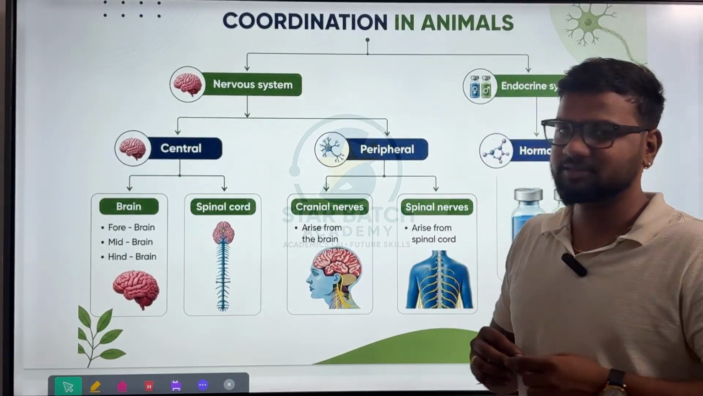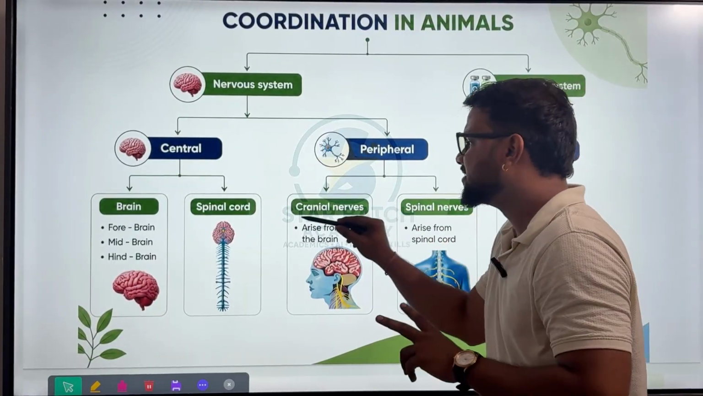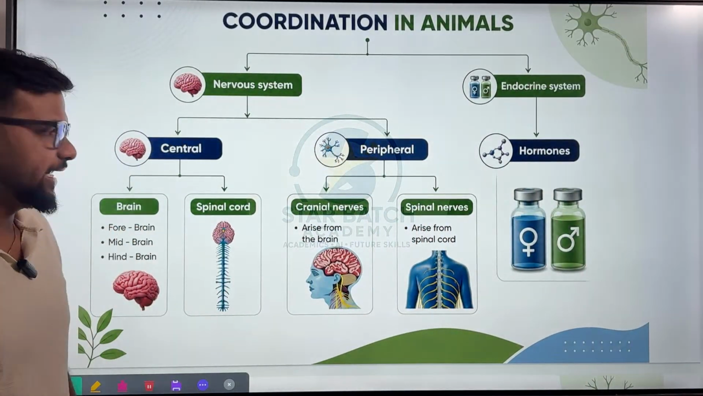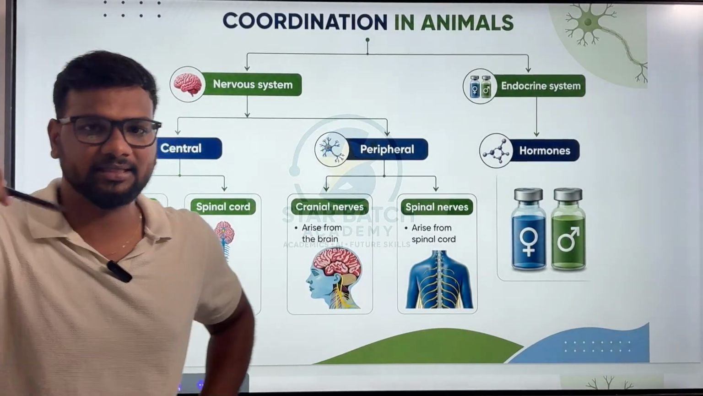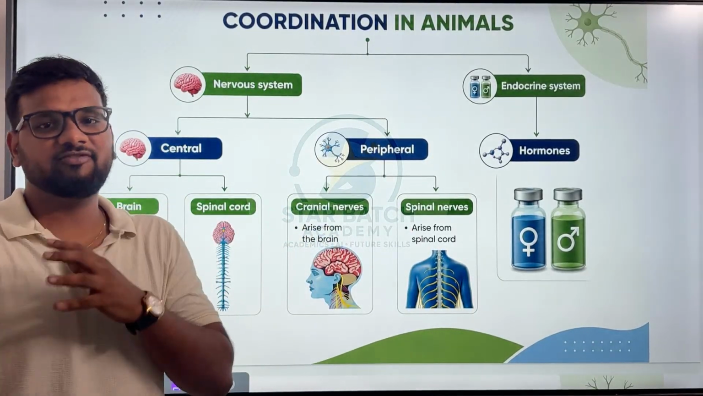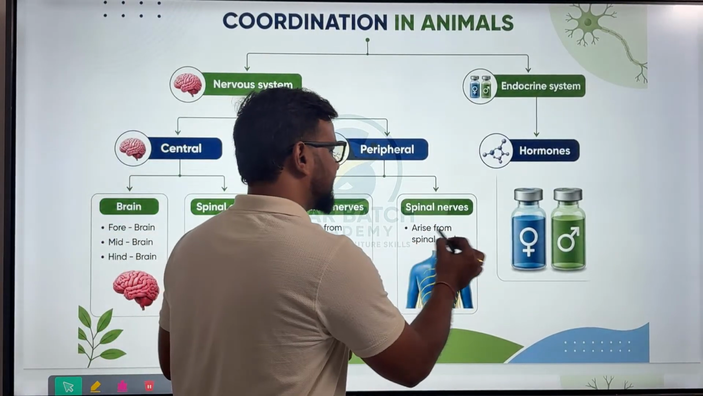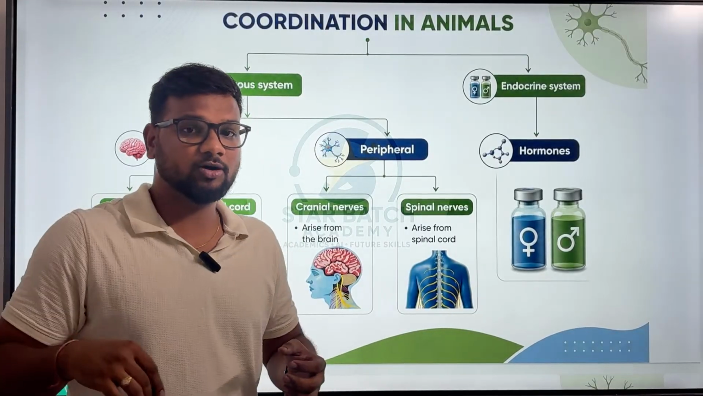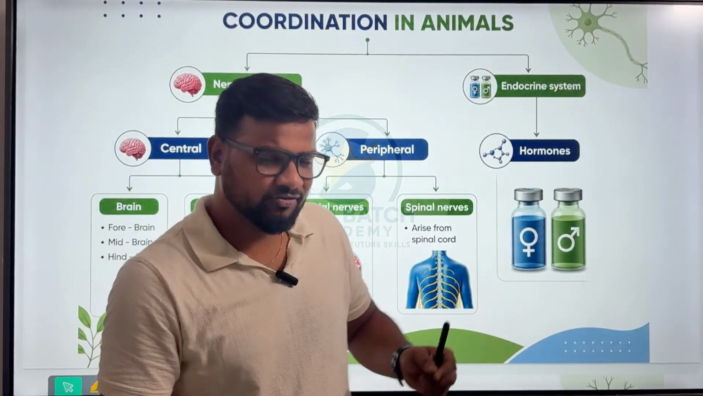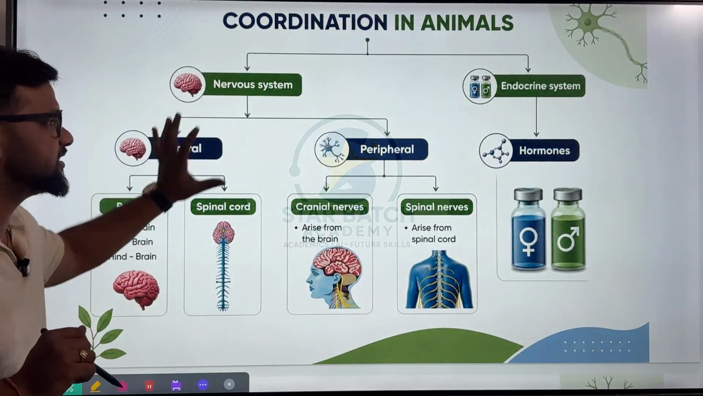Peripheral means we have two nerves again here, cranial nerves and spinal nerves. Cranial means it arises from the brain to the other parts of the body to respond or to pass the information. And the spinal nerve actually arises from the spinal cord. When you are walking somewhere and a thorn pricks your foot, that information goes to the spine and from the spine to the brain. Clear?